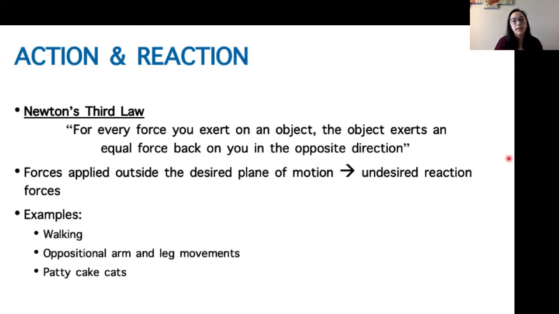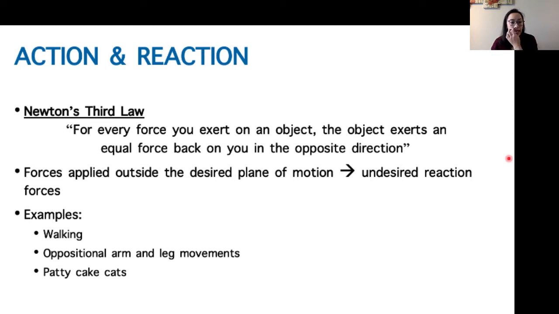Now, typically when we have one force that is greater in a certain direction or in a combination of directions, that's when we see movement of the body or the object. So if you're pushing down and back into the ground, that's going to allow us to propel forward.